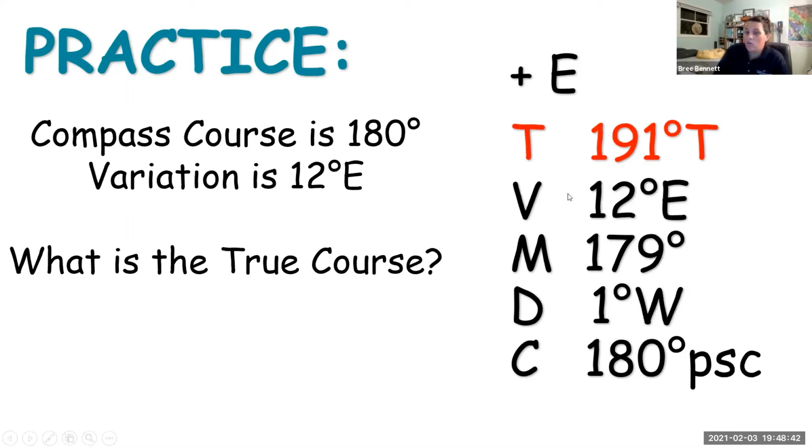And then I have 12 east as my variation. I'm going to be adding that east. So 179 plus 12 gives me a true of 191 degrees true.